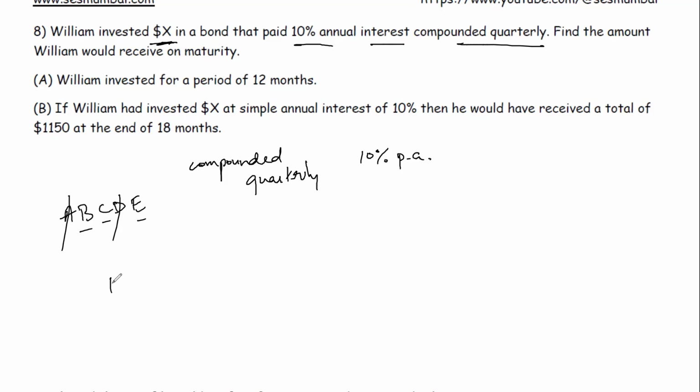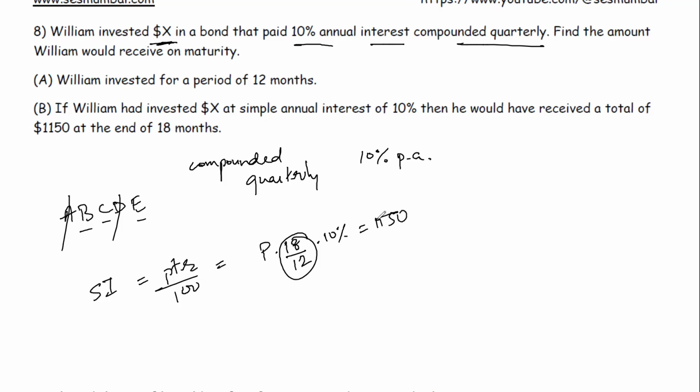B. If William had invested X at simple annual interest rate, so now simple interest is simply PTR over 100, of 10%. So principal into 10%, then you would have received a total of $1,150 at the end of 18 months. So the time is 18 months. We need to divide by 12 so that we get an annual number. And this is at the rate of 10%. And that is 1150.